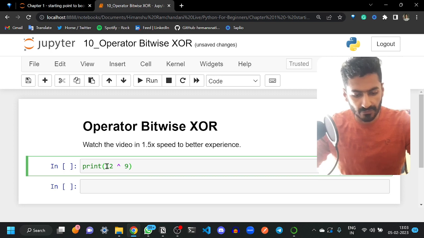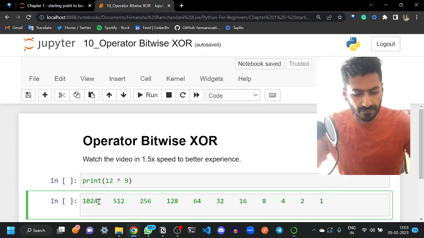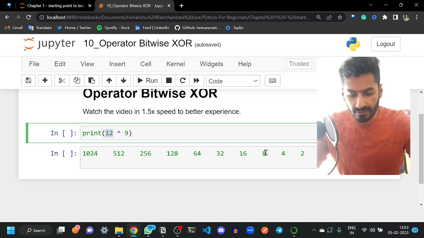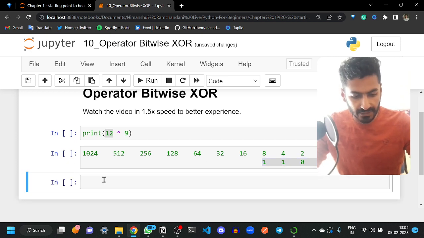To solve this, we need the binary of 12 as well as the binary of 9. You already know this series from previous videos. So what will be the binary of 12? Check what numbers we should add to get 12. 8 plus 4 will give us 12. So put 1 below them and 0 below all the numbers that are not included. So 1100 is the binary of 12, correct?